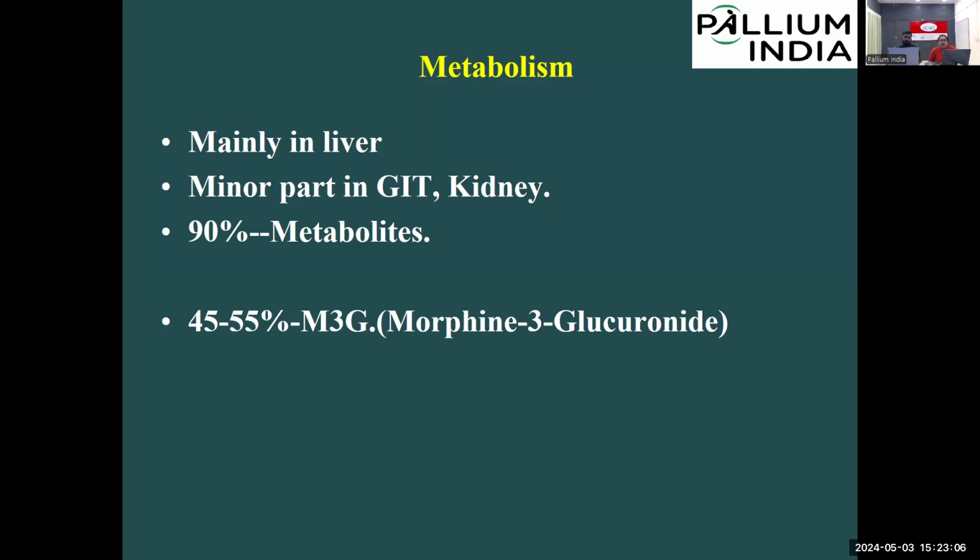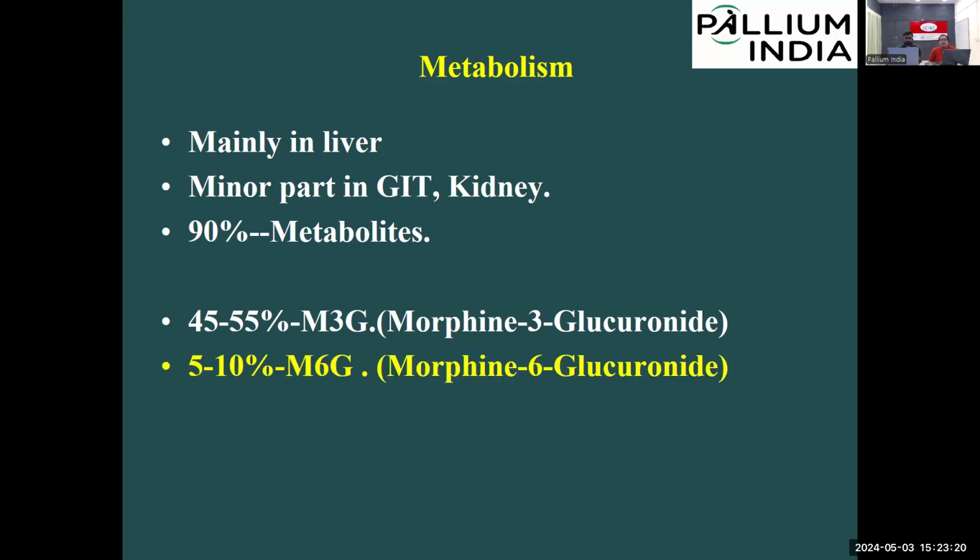And we have mainly two metabolites that are formed after the glucuronidation of morphine, that is morphine 3-glucuronide and morphine 6-glucuronide. This morphine 6-glucuronide, which is around 5 to 10% of the total morphine, is responsible for the analgesic effect of morphine.